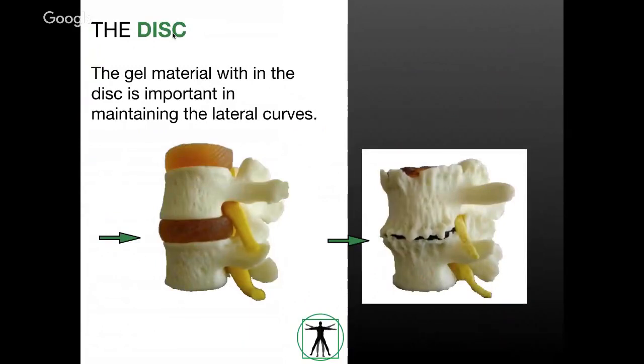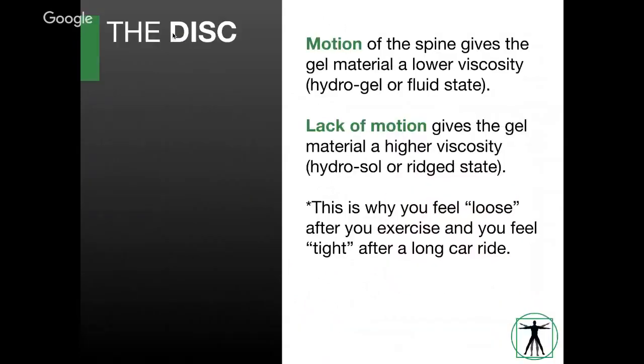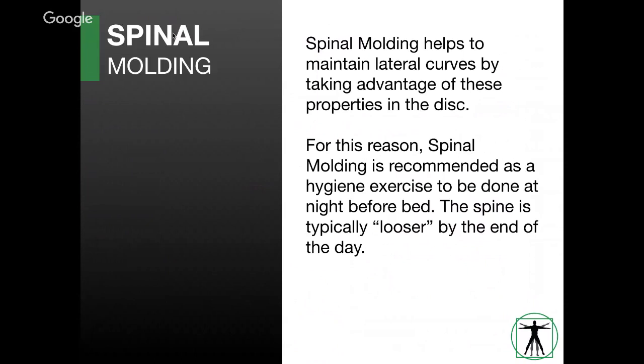The one thing this also does is it helps us to maintain those good disc spaces. Can you tell the difference between the two discs there, right? One on the left is nice and open, the one on the right is closed. That's from a lack of motion. Lack of movement. Loss of those curves also causes degeneration or loss of those discs. Spinal molding helps you to maintain those lateral curves and takes advantage of those discs.